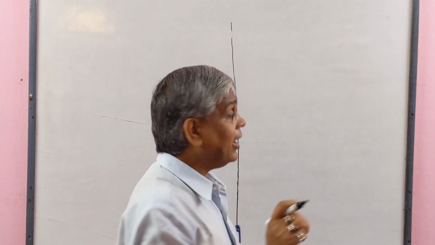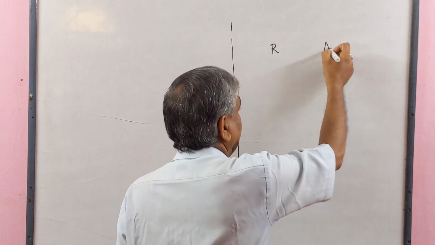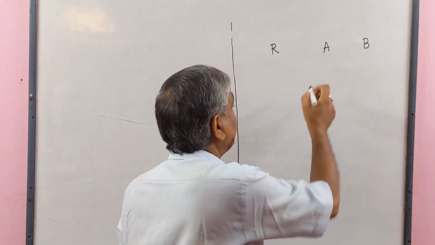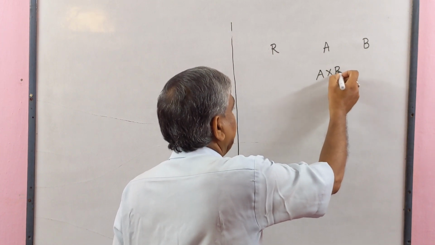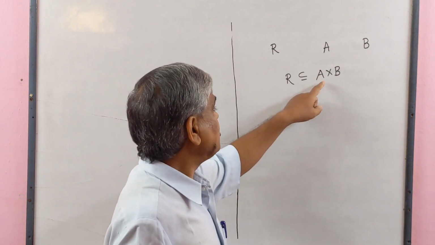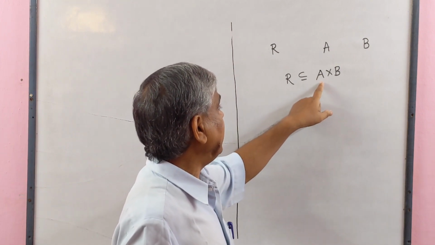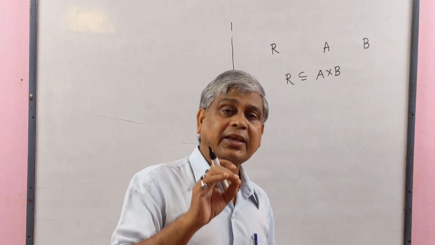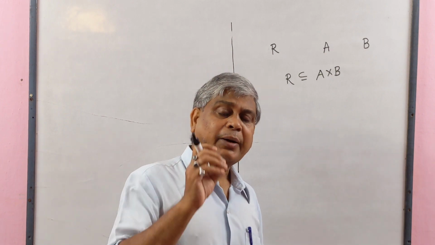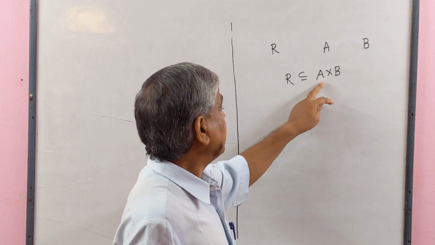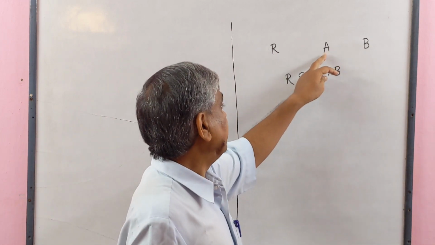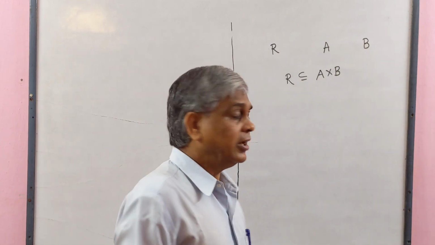Therefore, a relation R from a non-empty set A to a non-empty set B is a subset of the Cartesian product of sets A and B. Therefore, we may define that each subset of the Cartesian product A cross B is a relation from a non-empty set A to a non-empty set B. That is, the number of subsets of the Cartesian product A cross B is the number of relations from non-empty set A to non-empty set B.